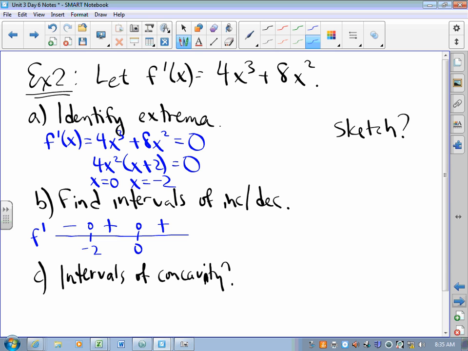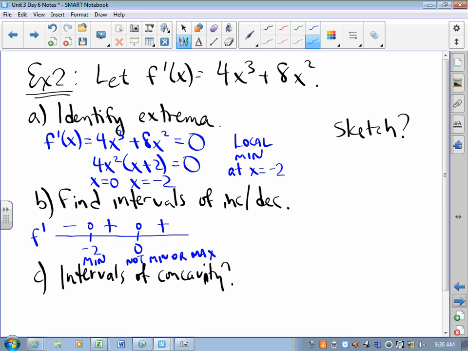So what do I know? F prime changes from negative to positive at -2, so f changes from decreasing to increasing. X equals -2 is a min. At x equals 0, we go from positive to positive. F prime stays positive. It does not change sign, and so there is neither a min nor a max. So there is only one extremum, and that is the local min at x equals -2.